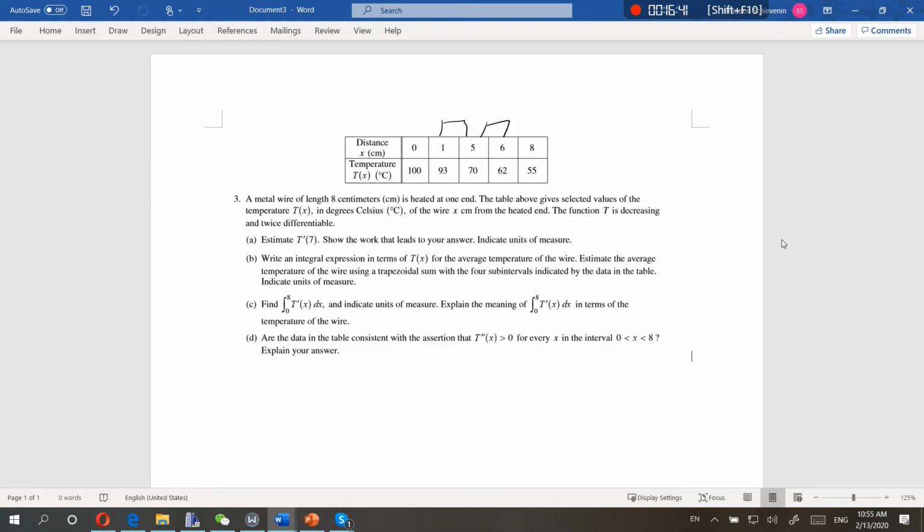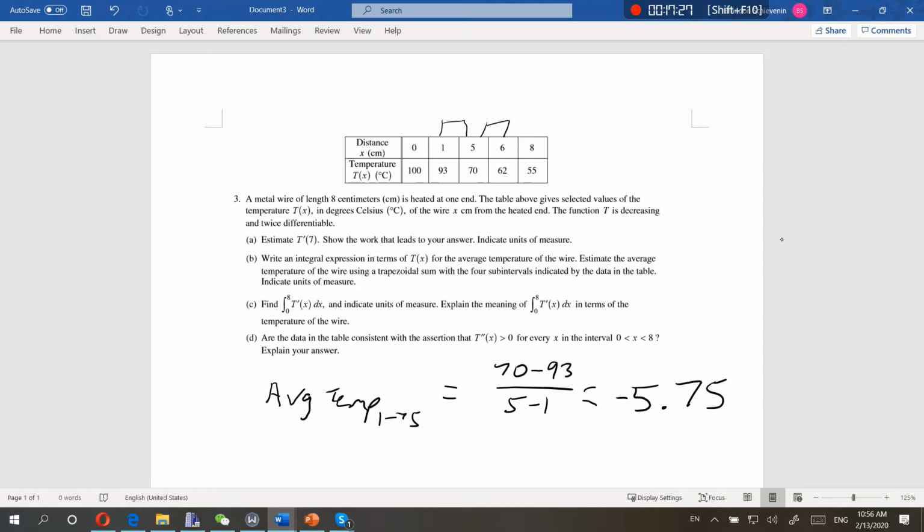So the average temperature change from 1 to 5 is equal to 70 minus 93 over 5 minus 1, which would give me negative 5.75. So that was negative 23 over 4. The 20 over 4 is the 5, and the 3/4 is 75.